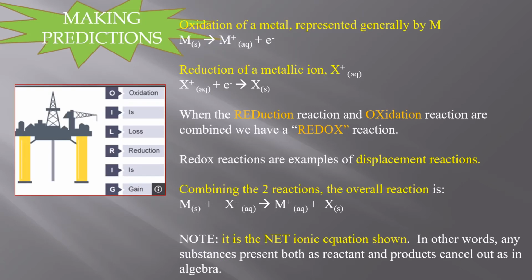Let's look at this a bit more closely. We've got a little mnemonic down the side there. OIL RIG: oxidation is loss of electrons, reduction is gain of electrons. So oxidation at the top here, oxidation of a metal. We're going to call this element M, metal M. So we have element M with a little (s) in brackets, which means it's a solid metal, like a solid bar of metal. And it reacts and it becomes M plus an electron.